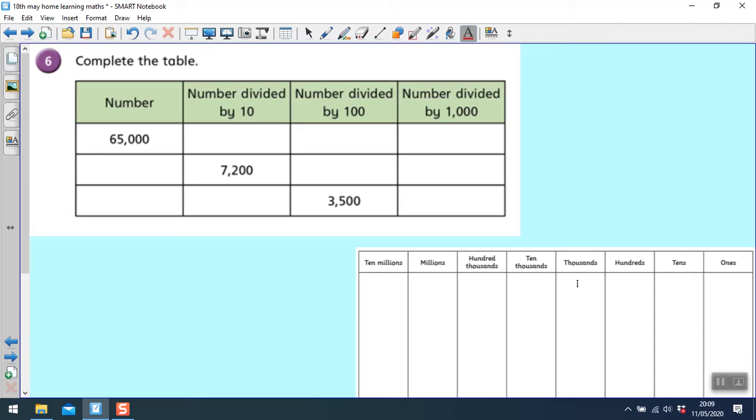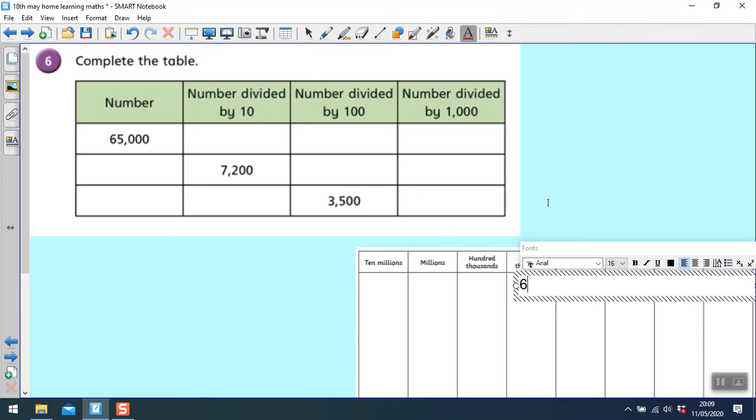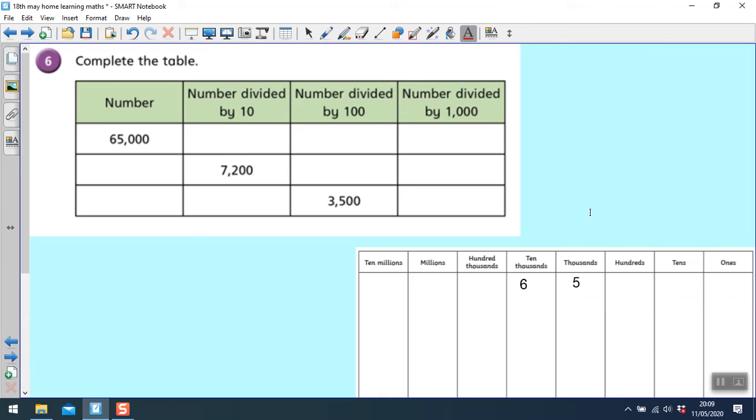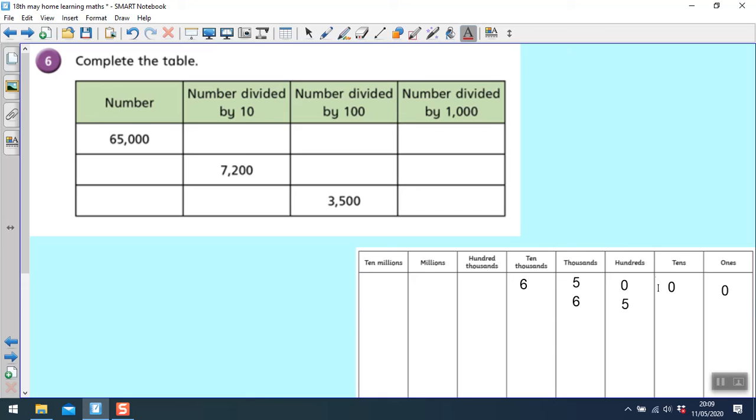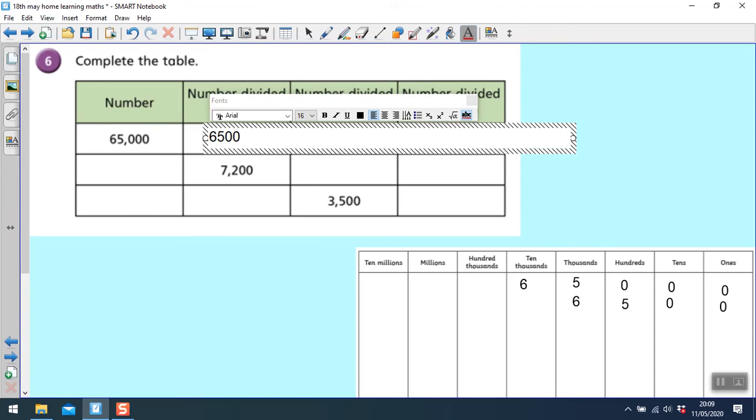65,000. I'm going to write that here. 65,000 divided by 10. That's 1 place to the right. Let's jump in here. That's 6,500. Divided by 100, I've got to move it 1 more place. Divide it by 1,000, move it 1 more place after that. Or move it 2 places from this original one, and for this one, 3 places from this original one. So divided by 10 equals 6,500.